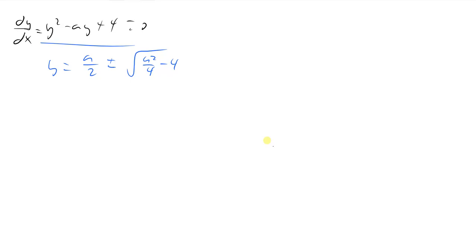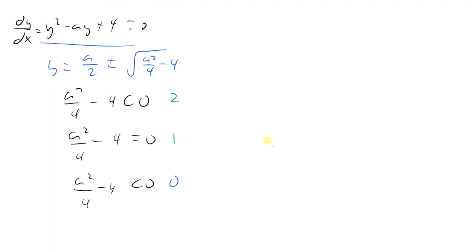So we know that when a squared over 4 minus 4 is greater than 0, there are two equilibrium points. When a squared over 4 minus 4 equals 0, there's going to be one equilibrium point. And if a squared over 4 minus 4 is less than 0, we're going to have 0 equilibrium points. So if we think about it, when this value is greater than 0, it's just going to come up with two numbers, right? Because we have the plus or minus. If it's equal to 0, then the only value that we get for y is going to be this term. And then if it's less than 0, the square root of any negative number is a complex term, so it doesn't result in any solutions.